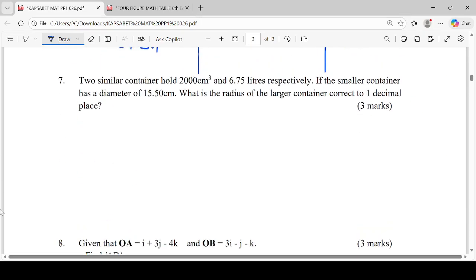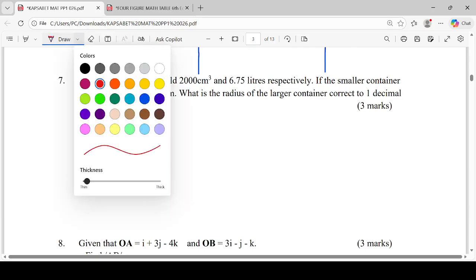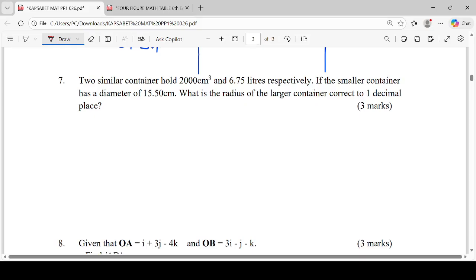Two similar containers hold 2,000 cubic centimeters and 6.75 liters respectively. If the smaller container has a diameter of 15.50 centimeters, what is the radius of the larger container?